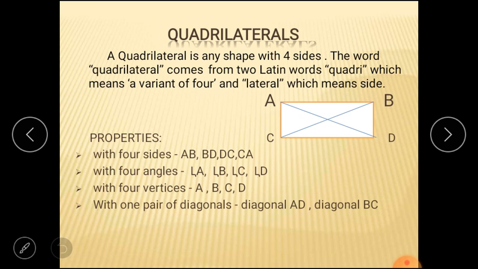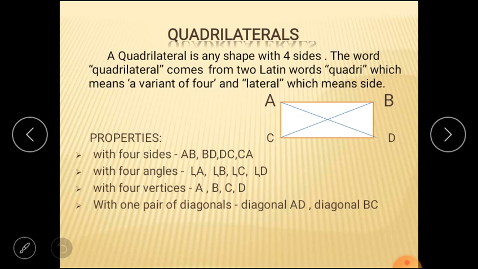What do you mean by quadrilateral? Quadrilateral is any shape with 4 sides. The word quadrilateral comes from 2 Latin words, quadri and lateral. Quadri means a variant of 4, and lateral means side. Here I have given one diagram. The quadrilateral diagram is mentioned here. In this, we can read it as A, B, D, C, or A, B, C, D.